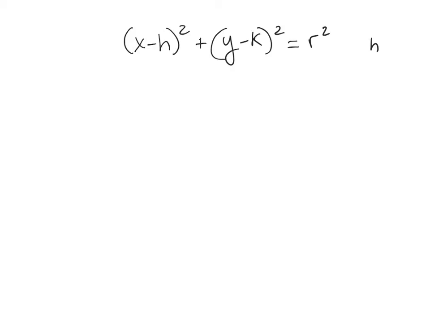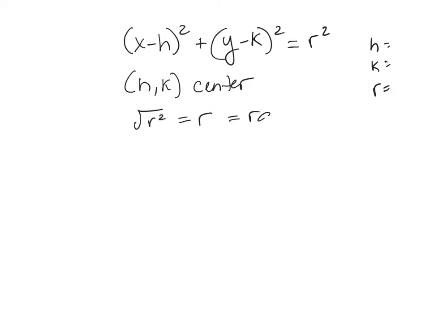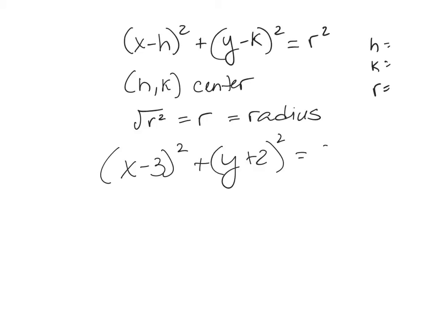Your h, k, and r, okay? H and k is the center. Where it used to be the vertex of a parabola, now it's the center. And the square root of r squared, or r, is the radius. Okay? So if I have an equation that says x minus 3 squared plus y plus 2 squared equals 25, and we need to find h, k, and r, what's h?